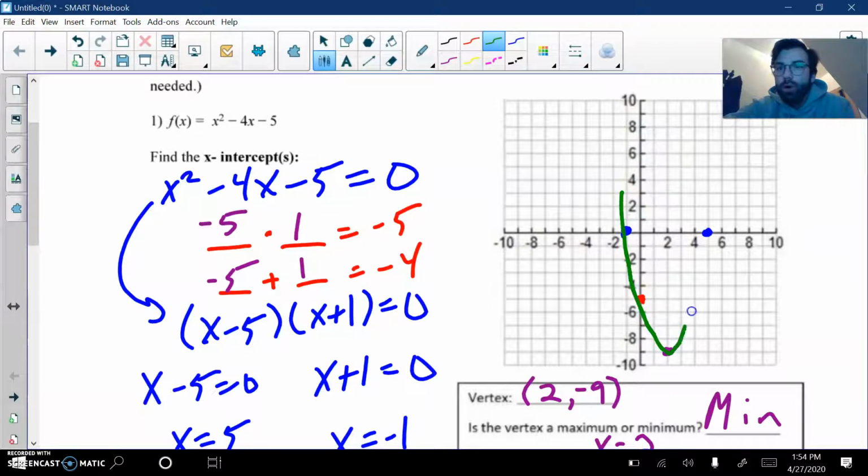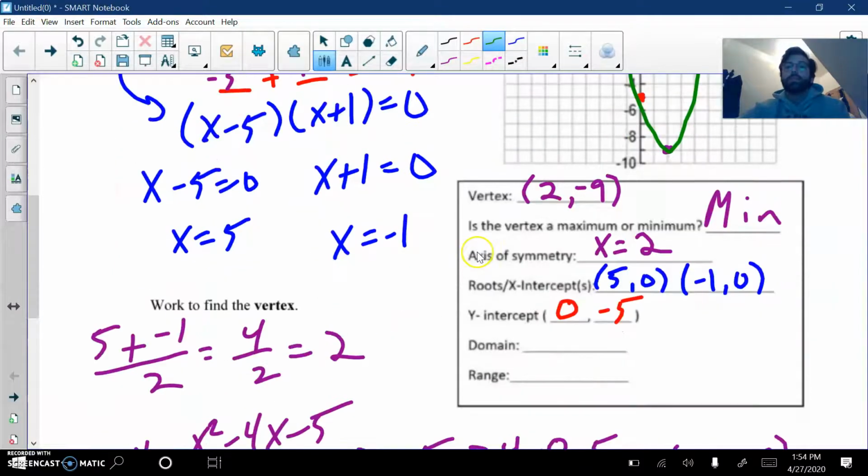And if you want some more points, then you can always create a table using any of the x values in between or any of the x values on the outside of our intercepts as well. Okay.